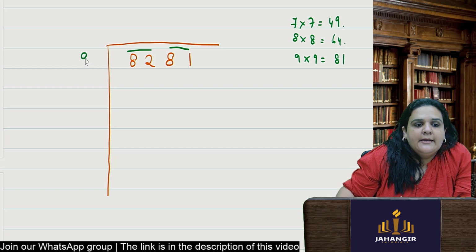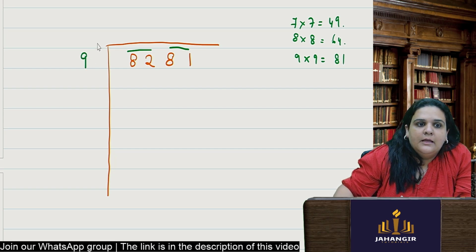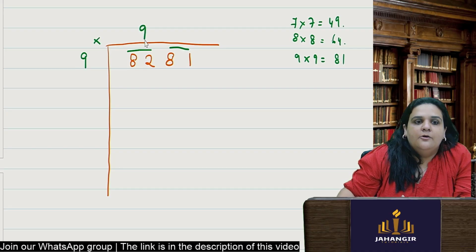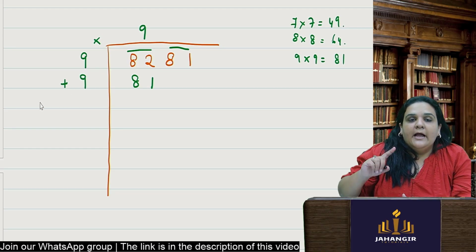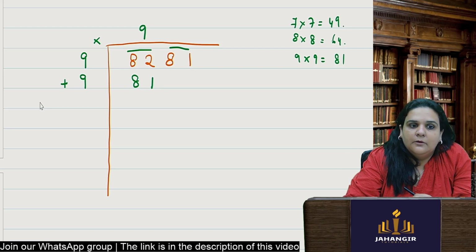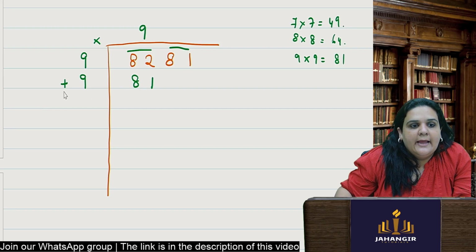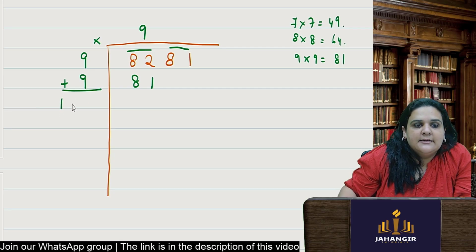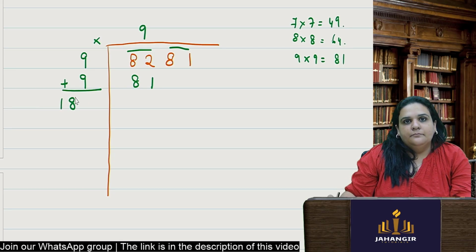So if I am writing 9 here, I will multiply it by 9 and write it over here and get the answer as 81. The same number with which I have multiplied, I will write down also for adding it. I will multiply from above and add it below. So when I add 9 with 9, I'll get 18. The sum is 18.